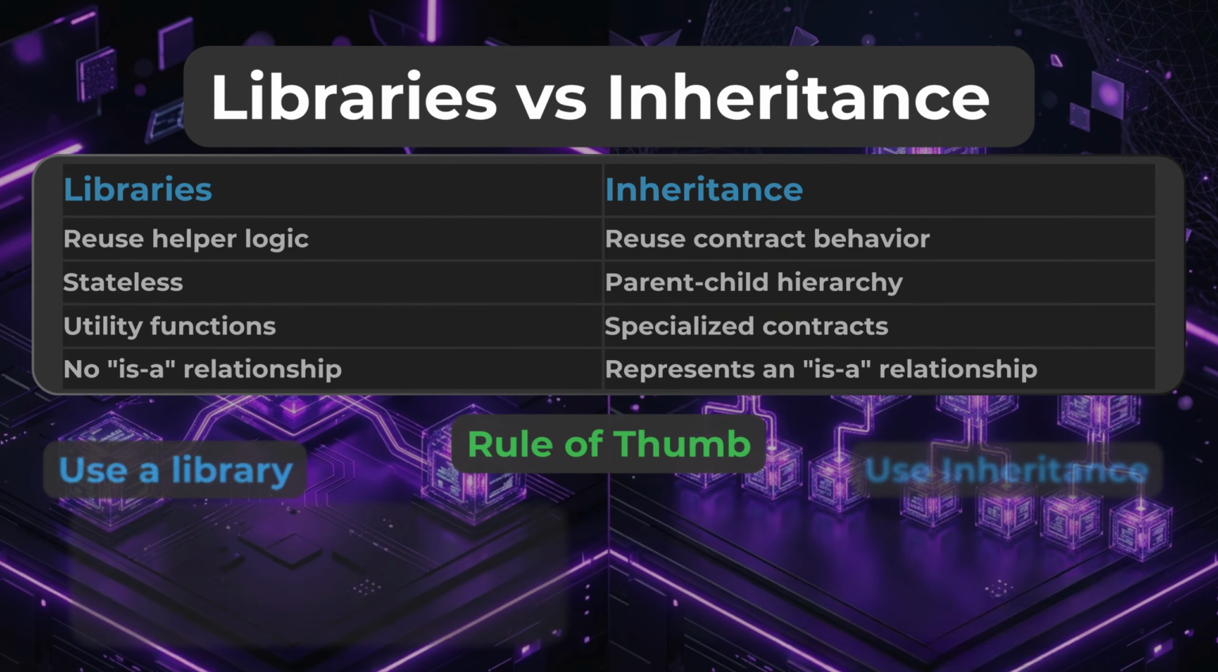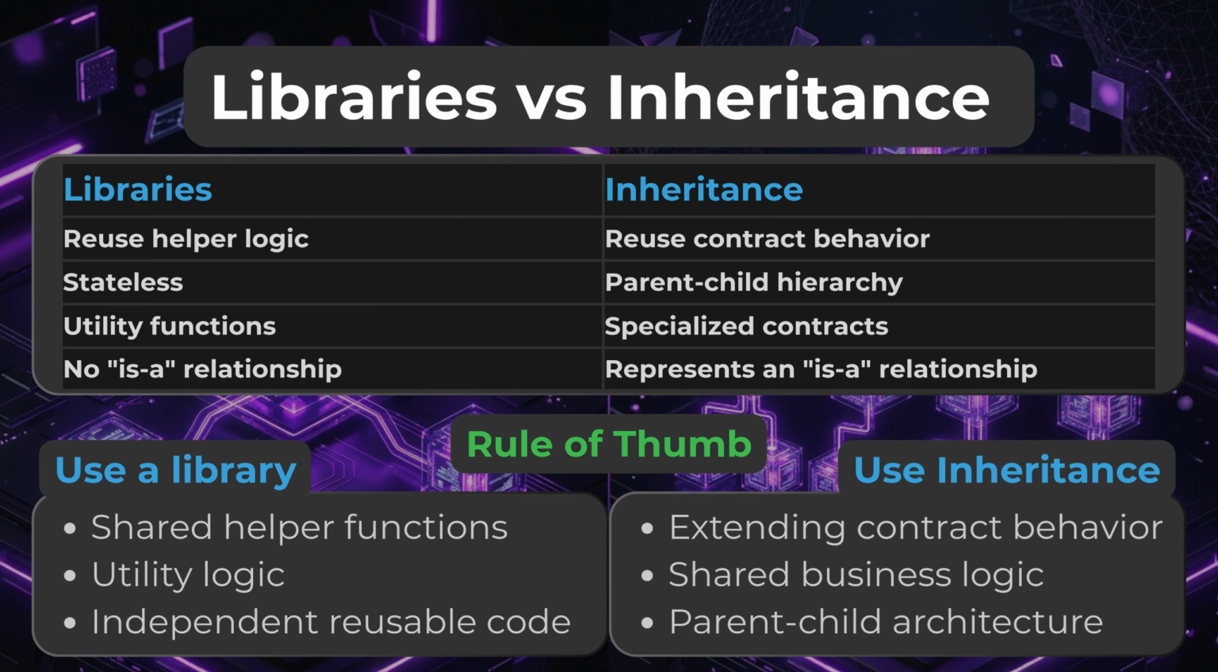Libraries and inheritance both promote code reuse, but they solve different problems. Use inheritance when a contract naturally extends another contract's behavior. Use libraries when you simply need reusable helper functions that don't belong in a contract hierarchy. If multiple contracts only share utility logic, a library is usually the cleaner solution.